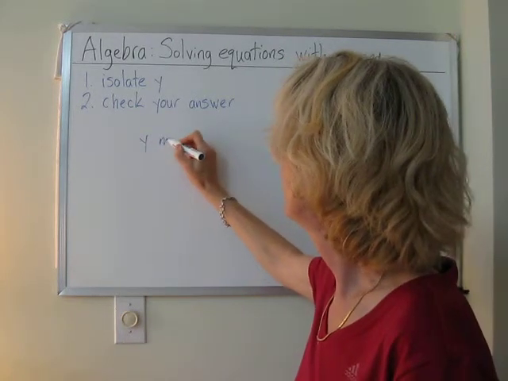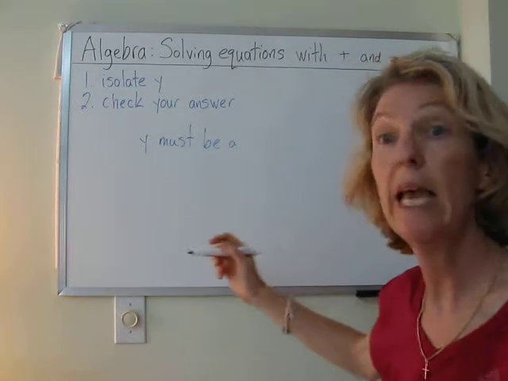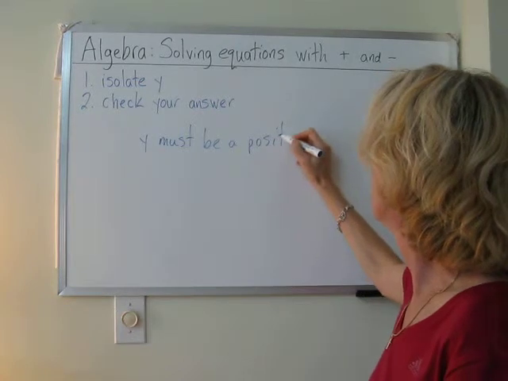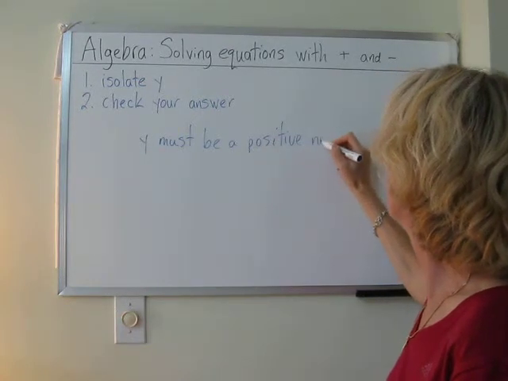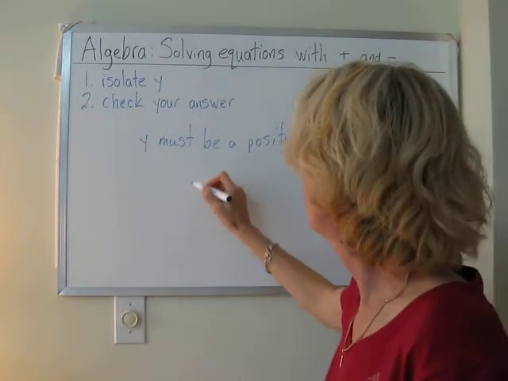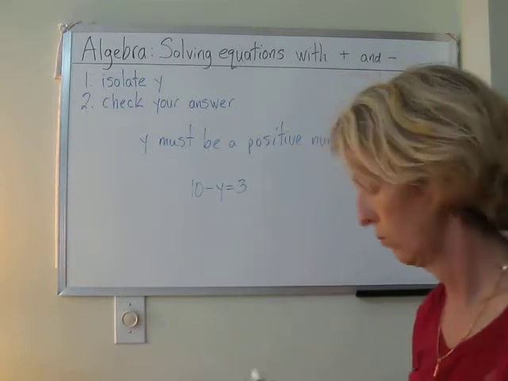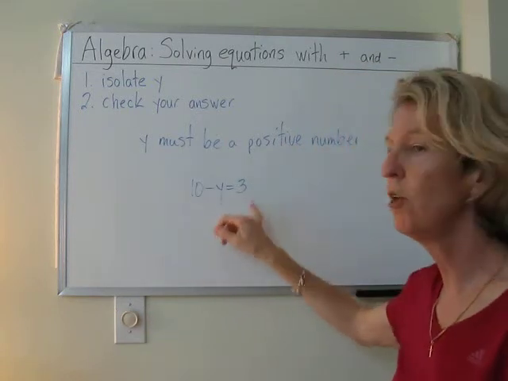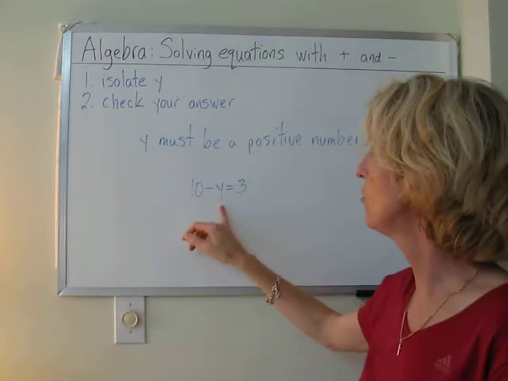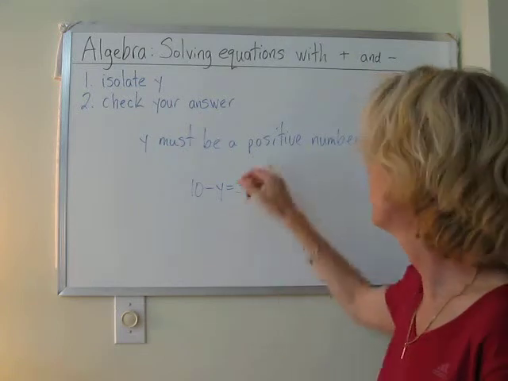Y must be by itself. Yes, it must be isolated, and it must be a positive number. Okay, so if you have an equation with y being negative, you have to change the equation when you're isolating y. You have to change the equation so that y is positive. I sure hope that's okay.